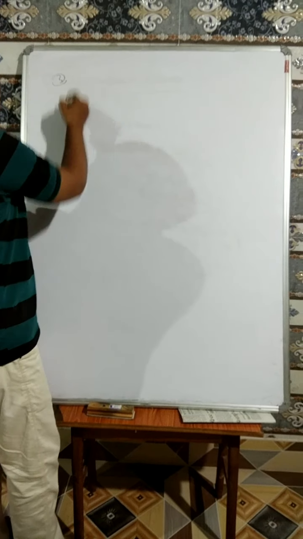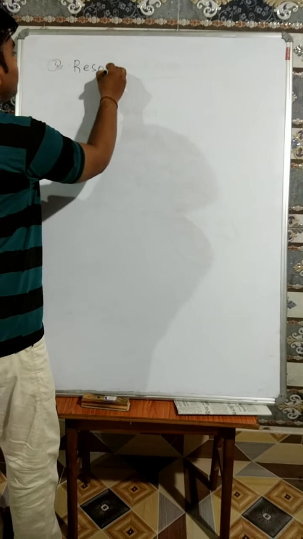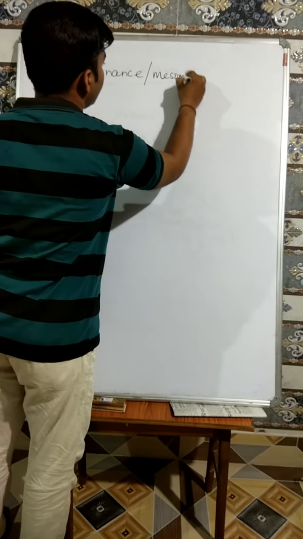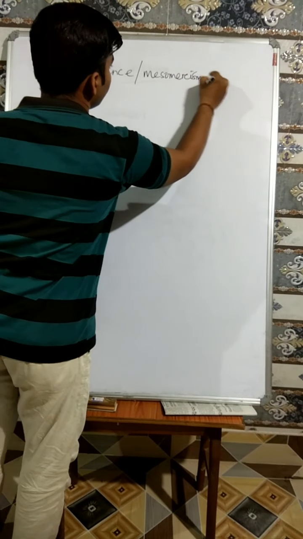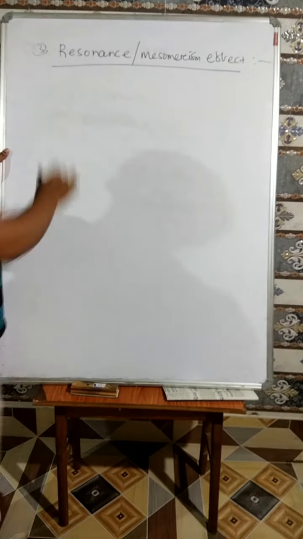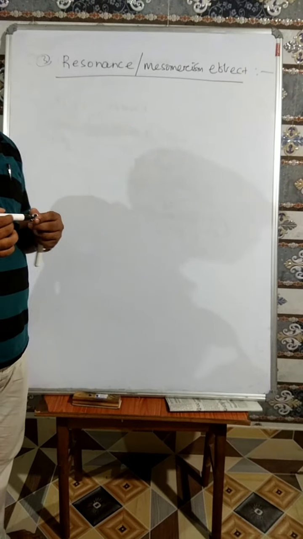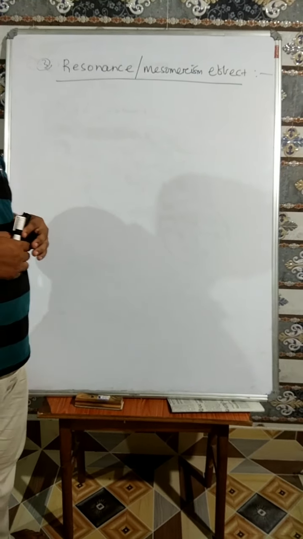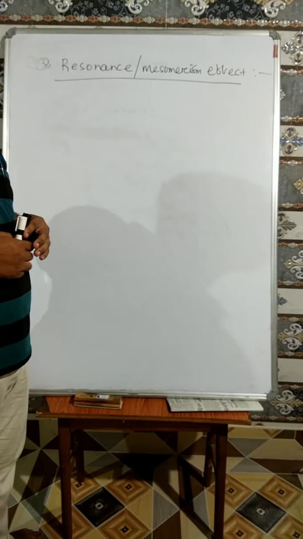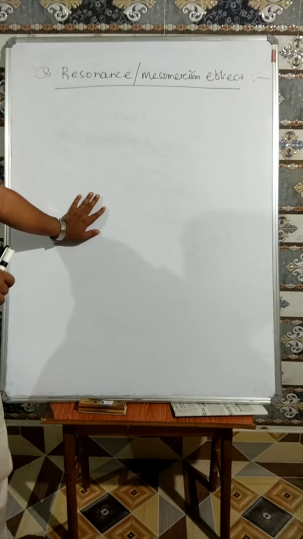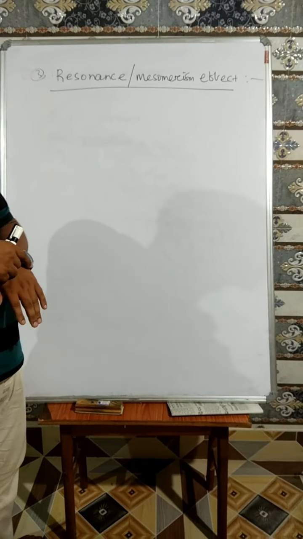The third electron displacement mechanism, that is the resonance effect or mesomerism effect. So what is the resonance effect? Particularly in some organic compounds, more than one structure can be written for a compound, but none of them is able to explain all the known properties of the compound.